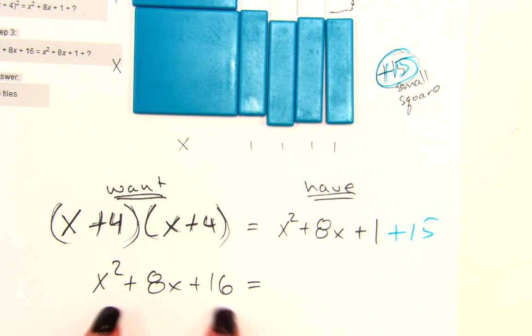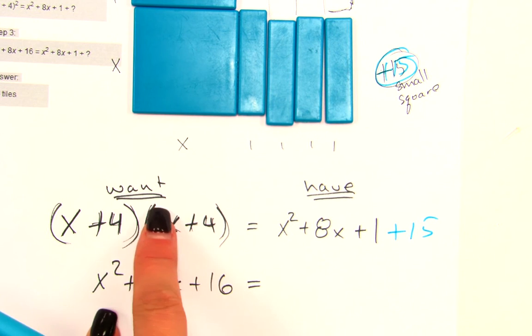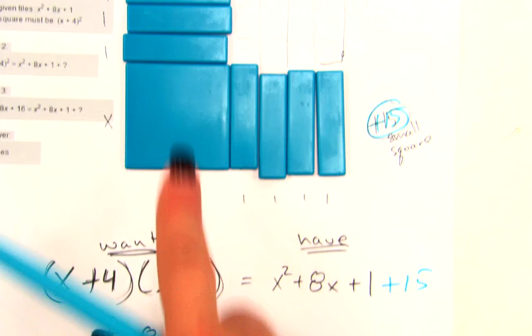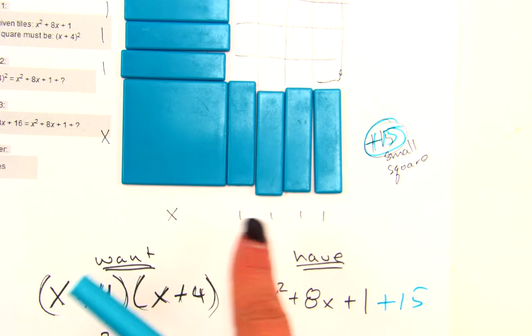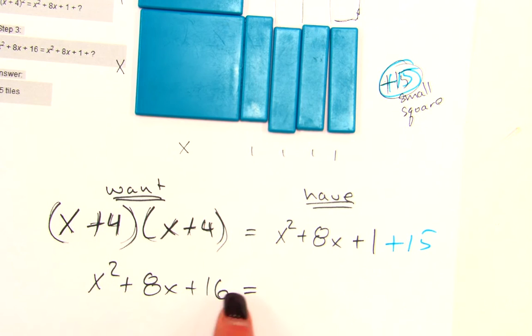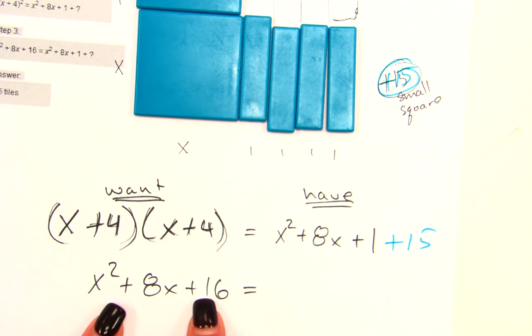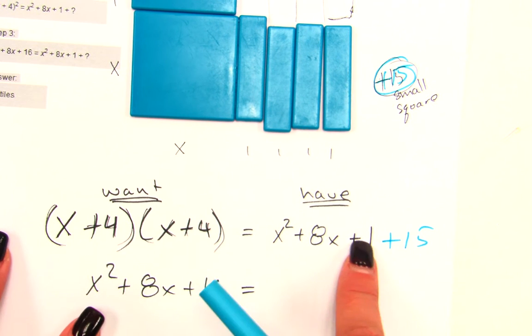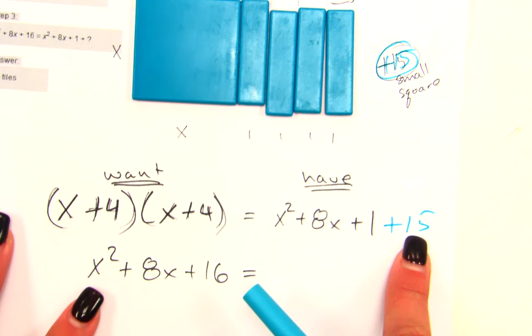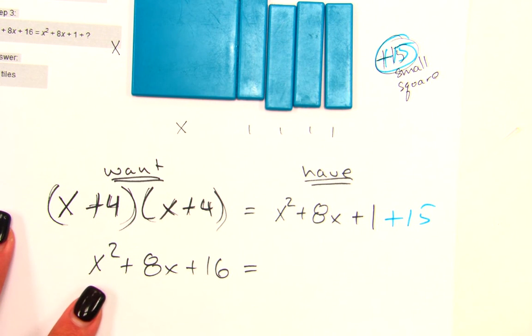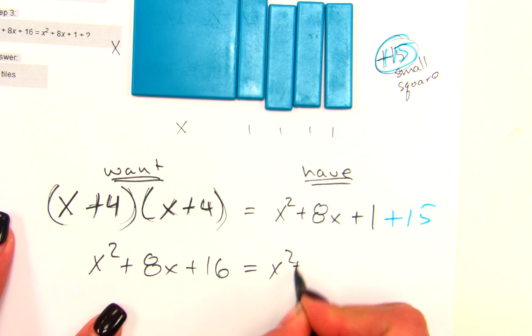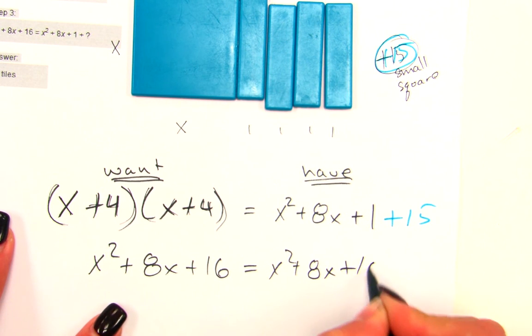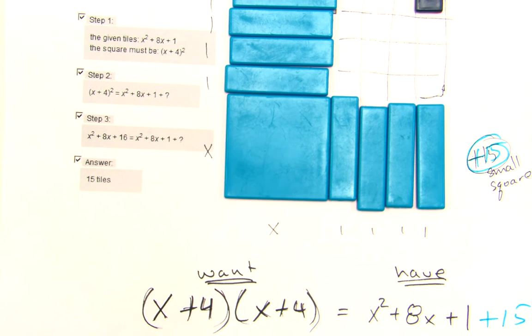So that's how you would do it realistically. You want to be perfect. You want it to be X plus 4 and X plus 4. But that would require you to have 16 of the small ones. You have one, so you really need to add 15. And if you do that, you should get X squared plus 8X plus 16. Okay, so your answer is 15 tiles.